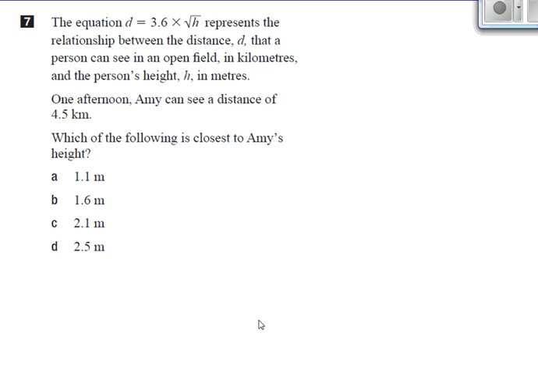So we're on to question number 7. Question 7 says that the equation d equals 3.6 times the square root of h represents the relationship between the distance d that a person can see in an open field in kilometers and the person's height h in meters. So hopefully you know that a lot of this is just important information they have to tell you, but as long as you know that d is the distance that you can see and h is the height of the person. One afternoon, Amy can see a distance of 4.5. Which of the following is closest to Amy's height?